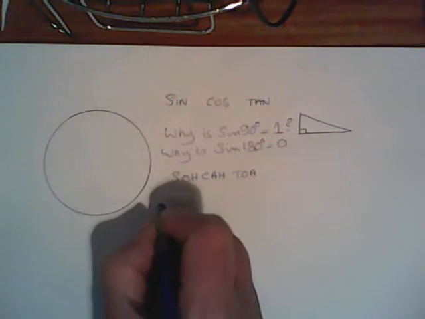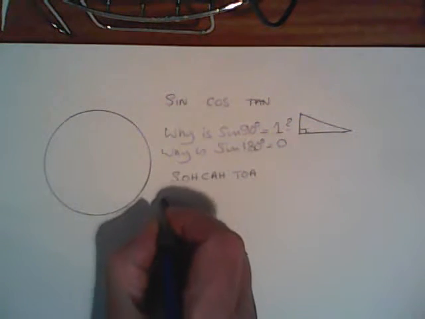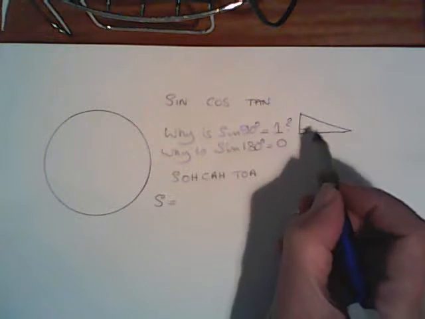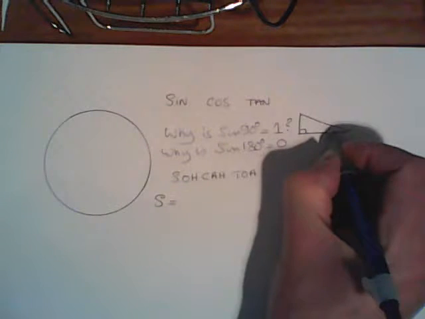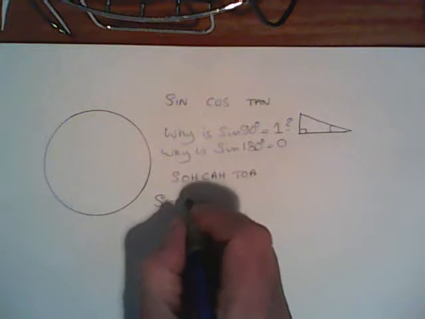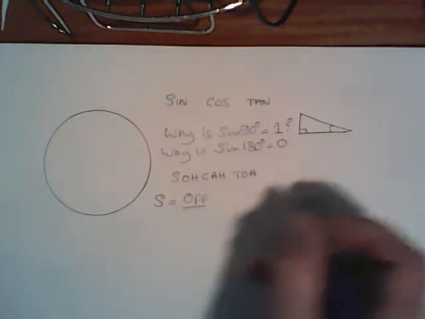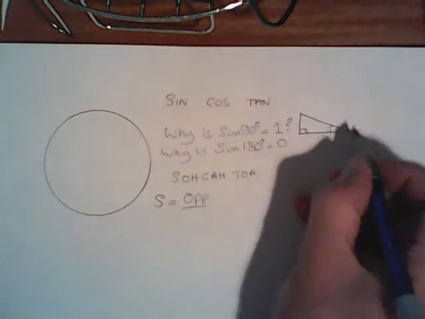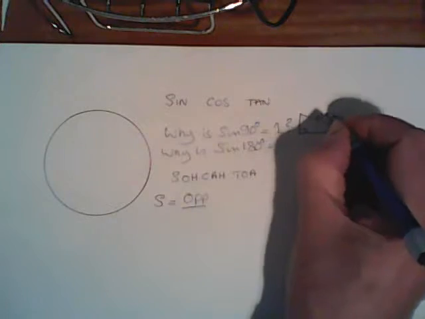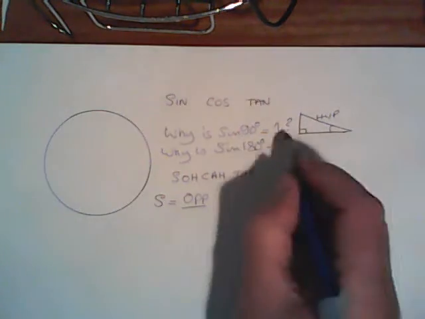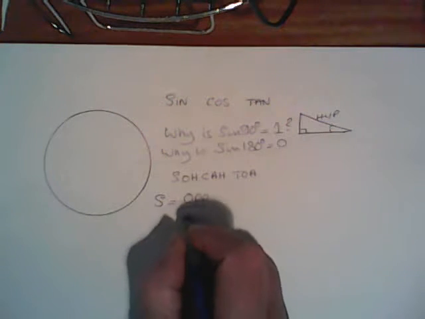Sine, the sine of an angle, equals the length of the opposite. Let's say this is the angle. The length of the opposite over the length of the hypotenuse. Hypotenuse means long side, opposite is obvious what it means.